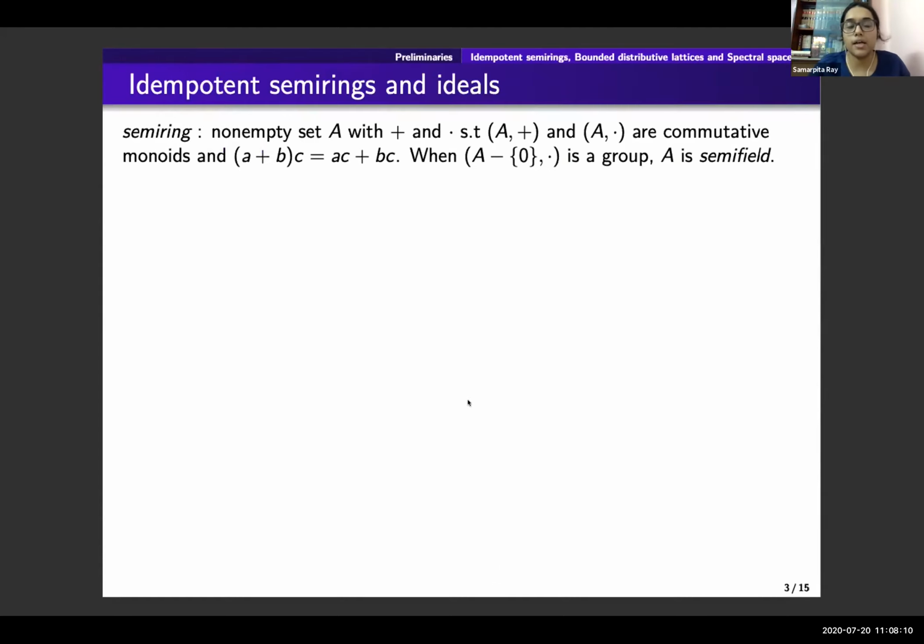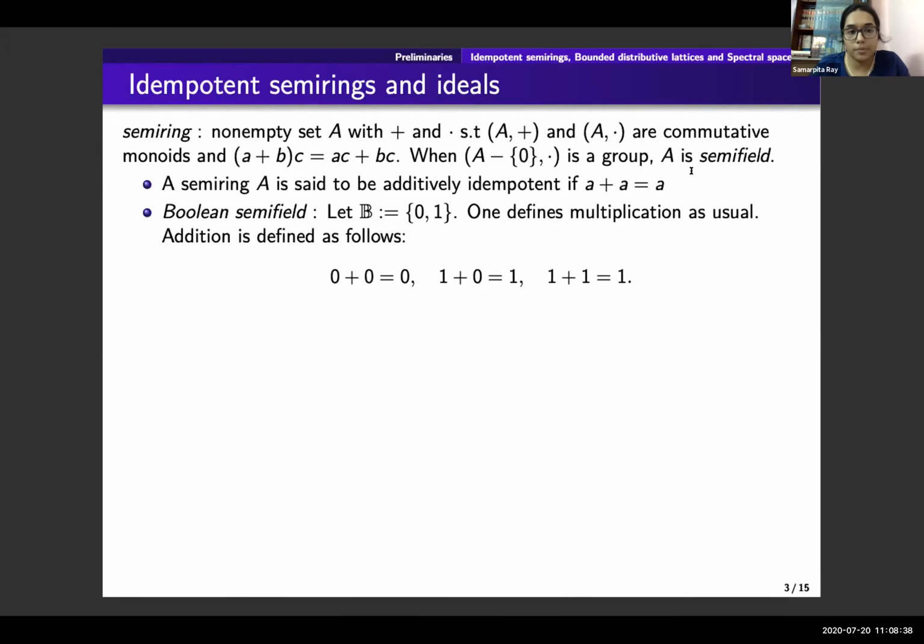By a semiring, I mean a non-empty set with an algebraic structure just like a ring, except that you do not have additive inverses. If the semiring has multiplicative inverses for all non-zero elements, then the non-zero elements form a group, and we call it a semifield. The kind of semirings that we are interested in this talk are additively idempotent semirings, which means something that satisfies a relation of this form.